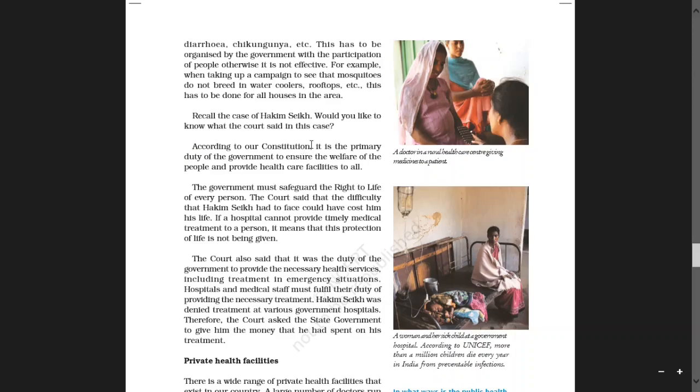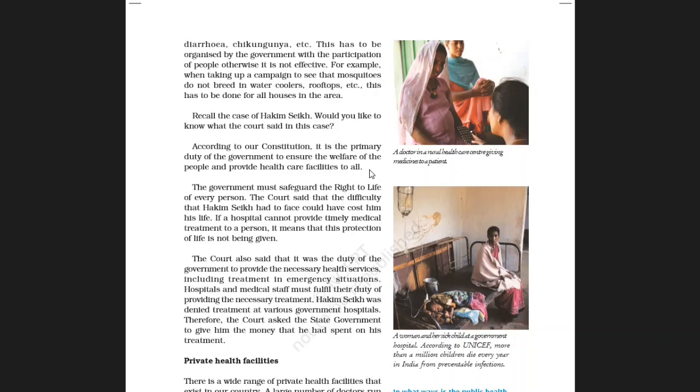According to our constitution, it is the primary duty of the government to ensure the welfare of the people and provide health care facilities to all. See our Indian constitution. What is the constitution? I have already told you earlier.